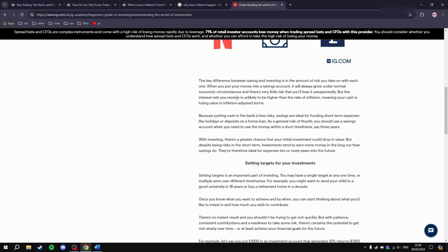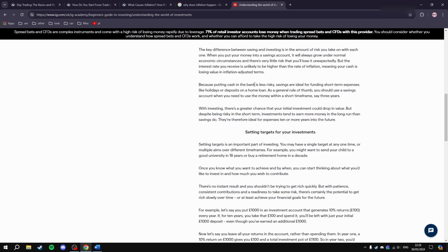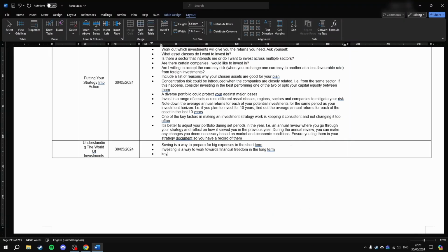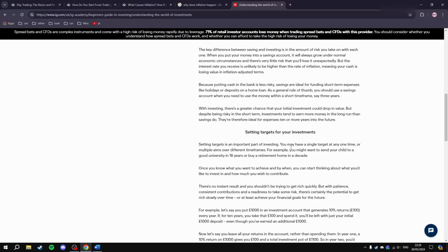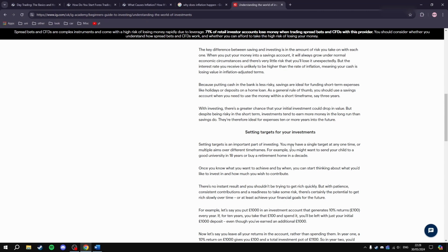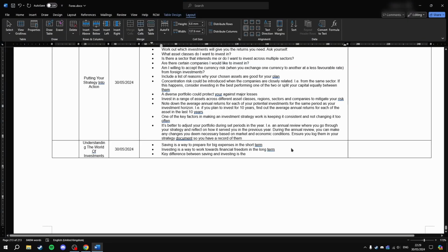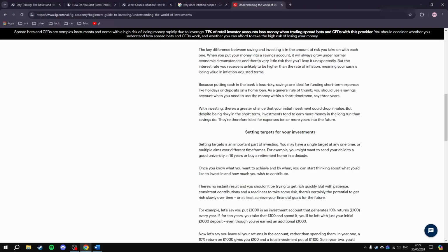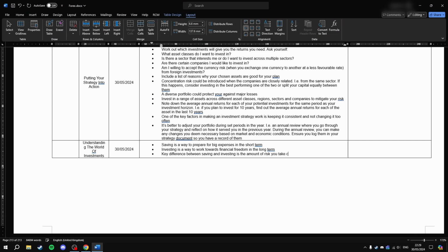The key difference between saving and investing is in the amount of risk you take on with each one. So, the key difference between saving and investing is the amount of risk you take on.